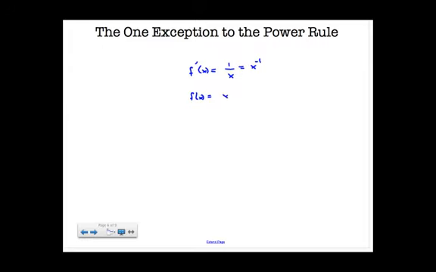I would add 1 to the exponent, which is going to be x to the 0, and I have to divide by 0. But we know that that's a huge no-no. Okay, so that doesn't work. This is the one power function that we can't use the power rule backwards on. So what do we do? Well, we have to recognize that, hey, this is the derivative of ln x.